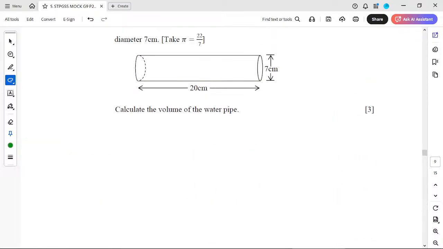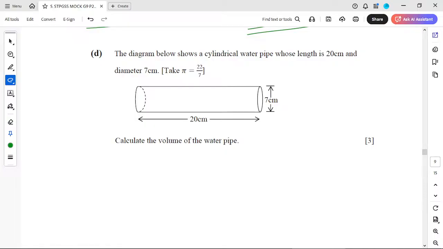Question 5D. Question 5: the diagram below shows a cylindrical water pipe whose length is 20 centimeters and diameter is 7 centimeters. Take pi to be 22/7. So this is the pipe and it has a diameter of 7 centimeters and a height, or length, of 20 centimeters.